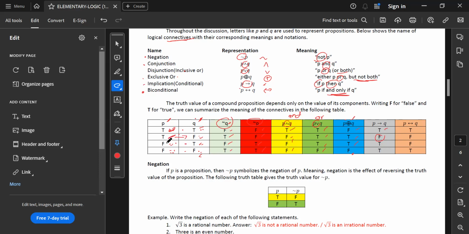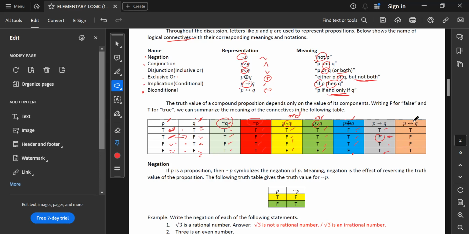So that one, if true then false, so it becomes false. And then false implies true, so it's true. And then if false then false, so it's true. So for the implication or conditional, that is the one you need to remember.